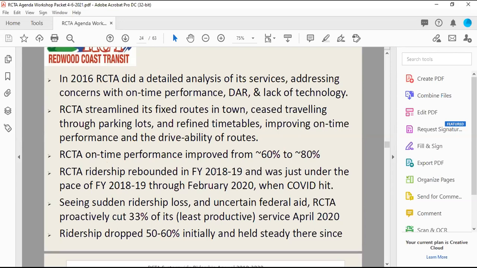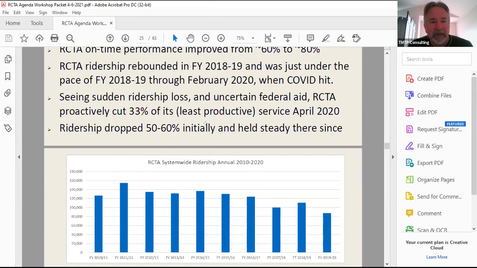So ridership did rebound after that in 18-19, and we gained 10% over the prior year, and we were doing about as well in 19-20 when the COVID hit in February or March of 2020. We've had sudden loss of ridership of over half, and it hasn't really come back yet, although it could start to. The board met in early April last year, so about a year ago almost to the date, and proactively reduced 33% of our service, of the least productive service, of course. And that hasn't been reinstated, so we're gonna talk more about that later.